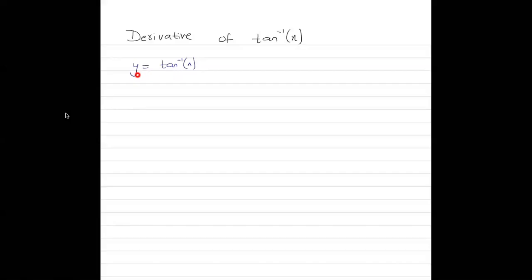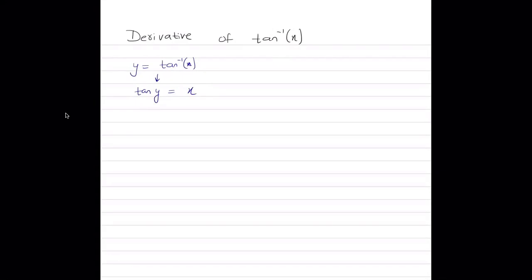If your function is y equals tan inverse of x and you are being asked to differentiate the function, is it okay to say that if y equals tan inverse of x, then tan of y is equal to x? Can I say that? Yeah. If I take tan inverse of x, I get the angle. So that means tan of this angle y is equal to x.